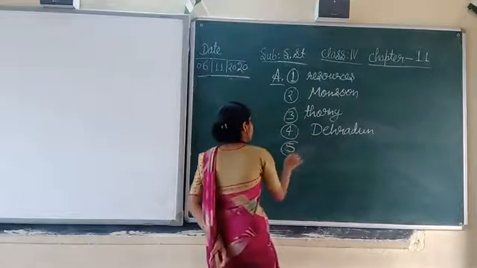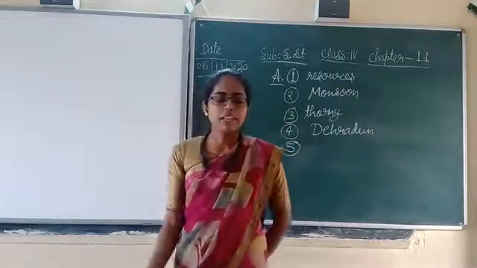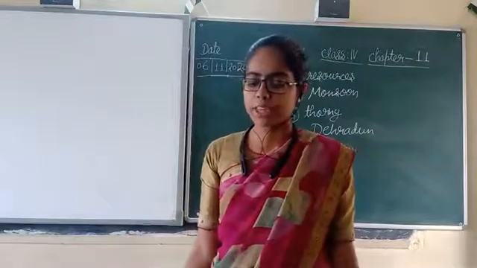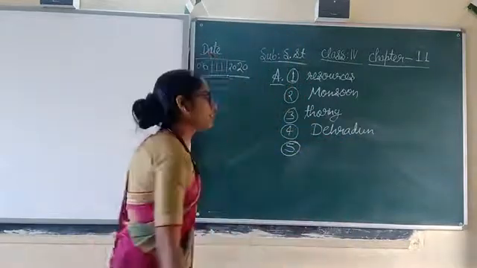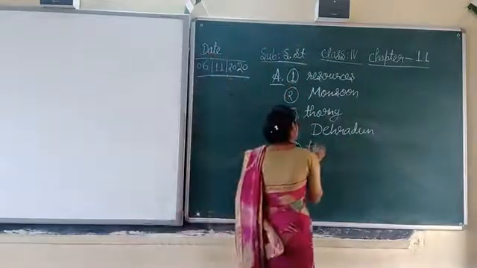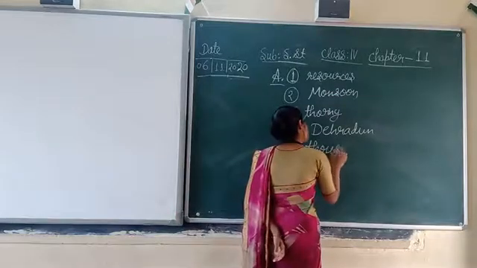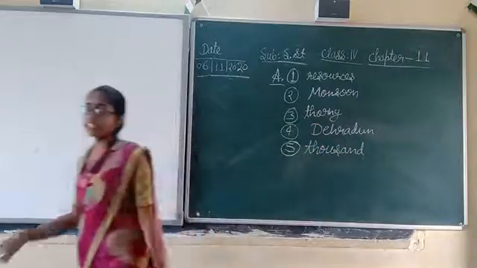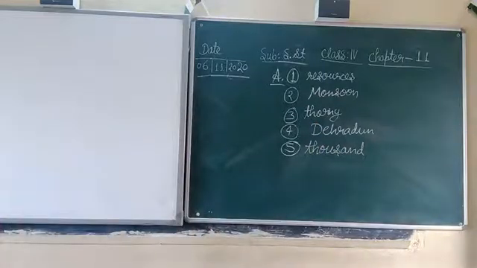Now the fifth one is India is home to more than a dash varieties of birds. Thousand varieties of birds. 1,000 varieties of birds. I will read the answer one more time, and by that time you have to match it. First one resources, second one monsoon, third one thorny, fourth one Dehradun, fifth one 1,000.